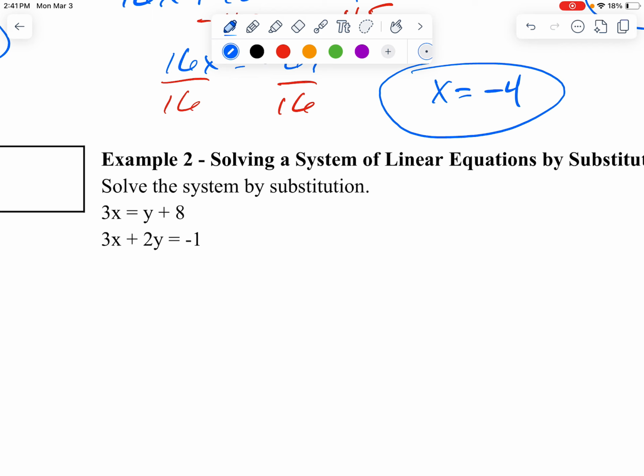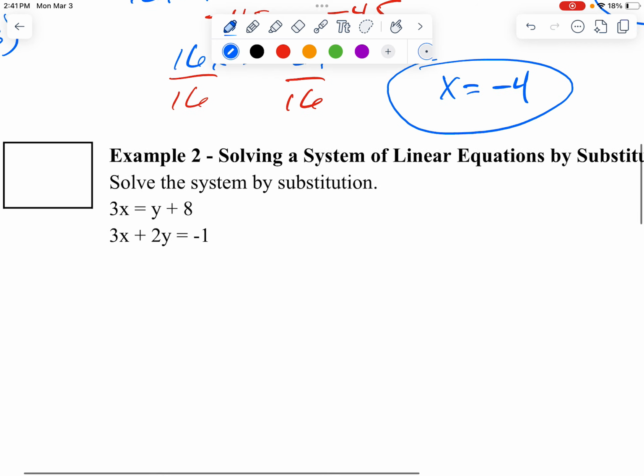So this bottom equation then becomes y plus 8 plus 2y equals negative 1. This is something you need to be on the lookout for when you're doing these problems. Do I have something that matches? If not, that's when you're just going to want to solve for a variable.